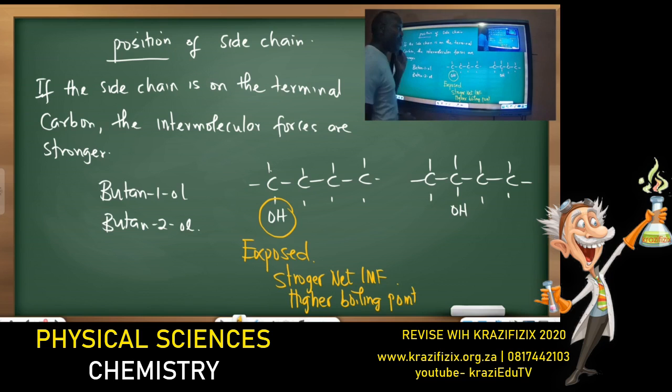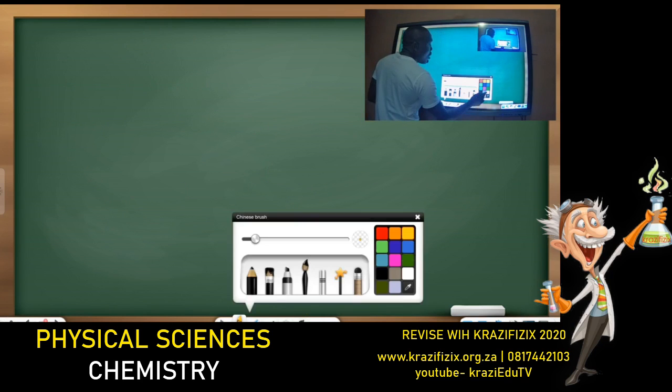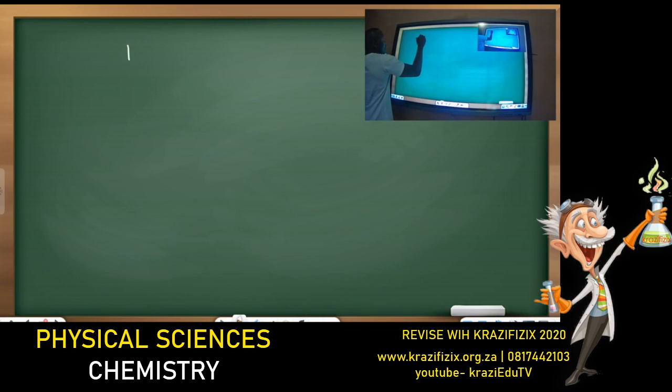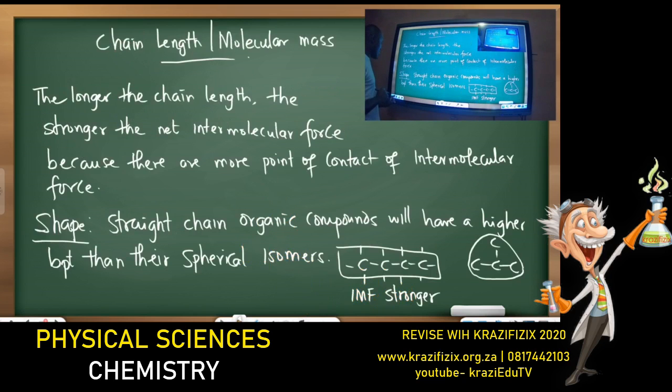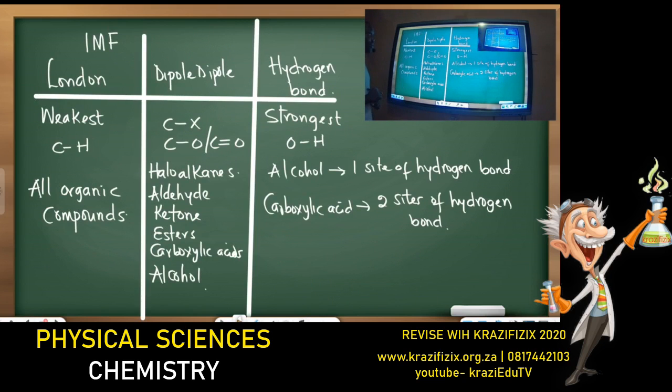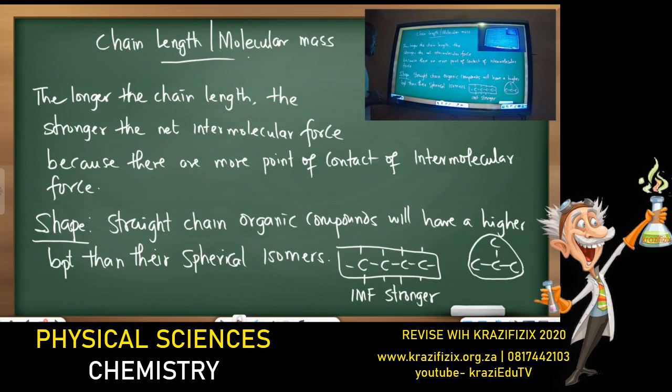And my final slide before I answer questions, I hope this is making sense, guys. These are factors that could affect your boiling point. My final slide would be, how do I answer my questions? We use the ICE method to answer our questions. I would identify the type of intermolecular force. I don't want to write too many stories when I answer a question. Identify the type of intermolecular force, and I've taught you how to identify. This is how you identify.